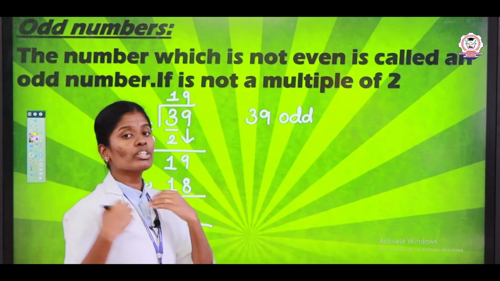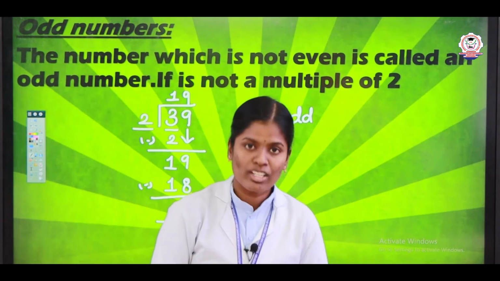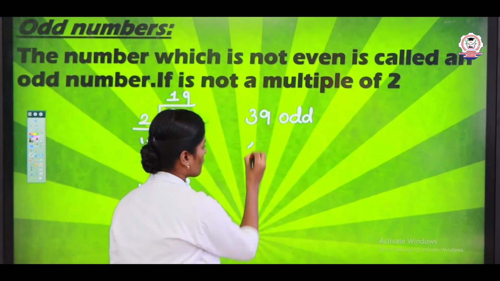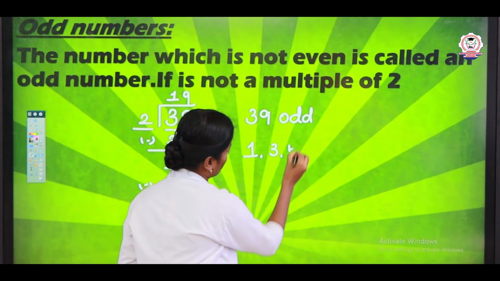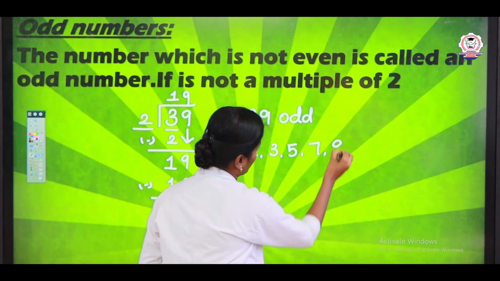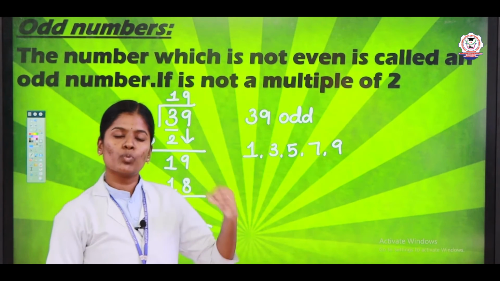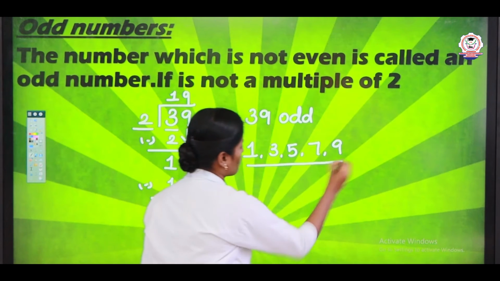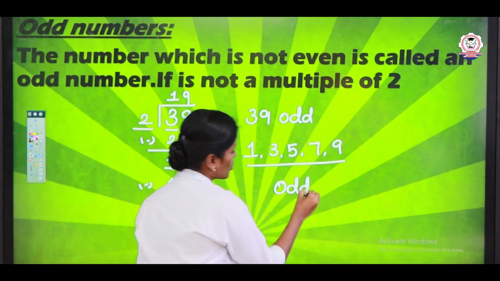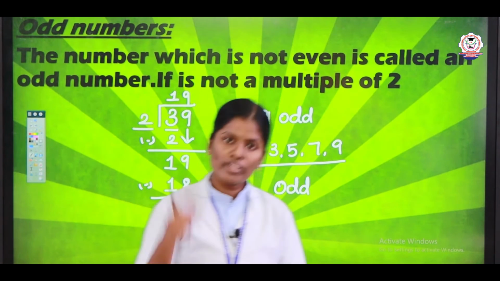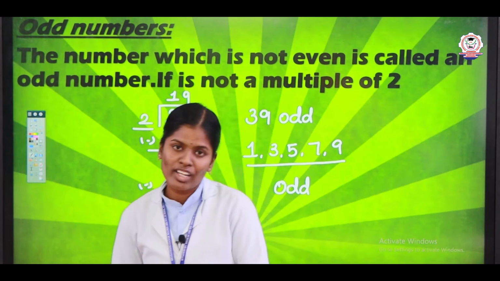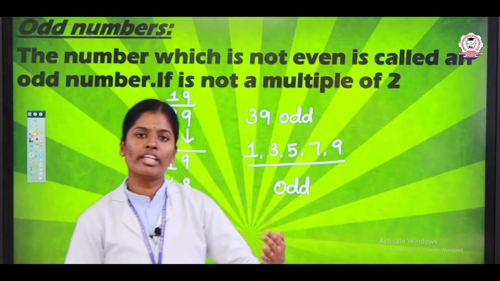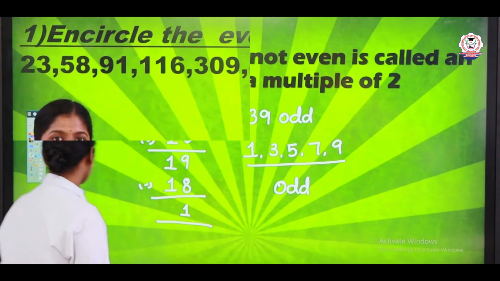So listen children, you should keep in your mind the number ends with, that is the ones place values 1, 3, 5, 7, 9. The numbers that end with 1, 3, 5, 7, 9 are called odd numbers. Before, we saw that numbers ending with 0, 2, 4, 6, 8 are called even numbers. Here 1, 3, 5, 7, 9 are called odd numbers.